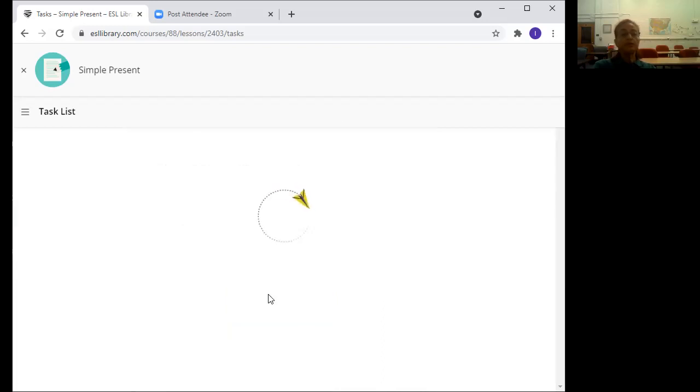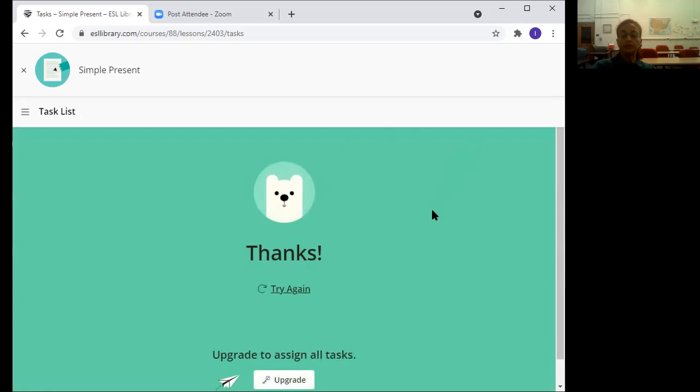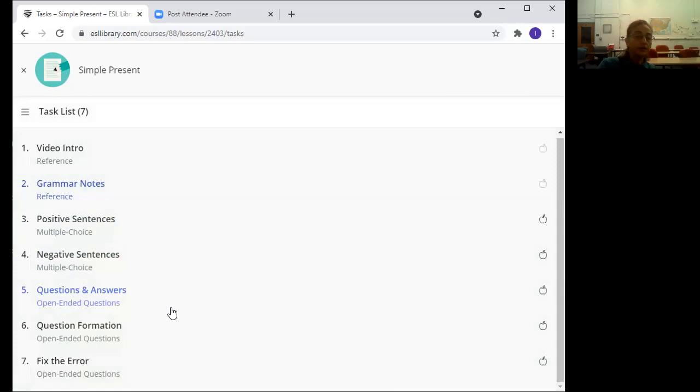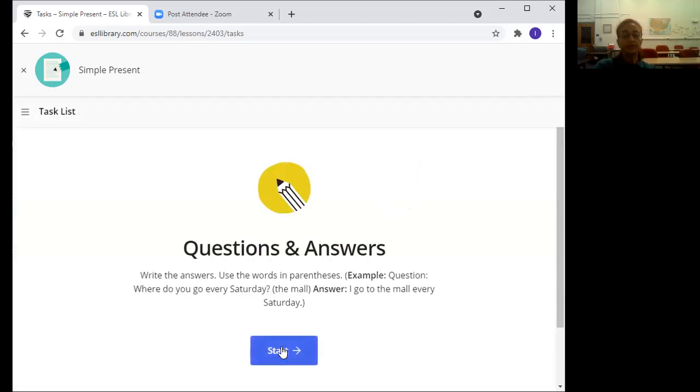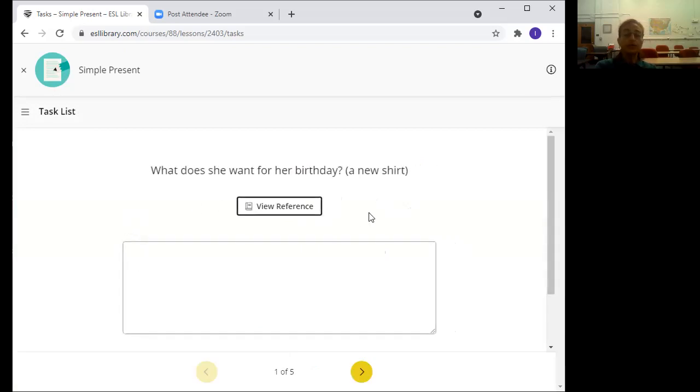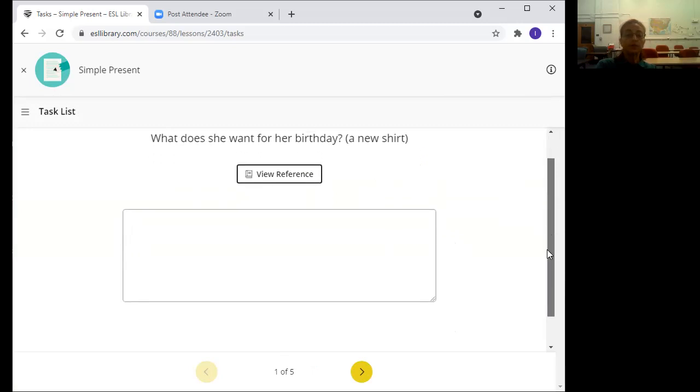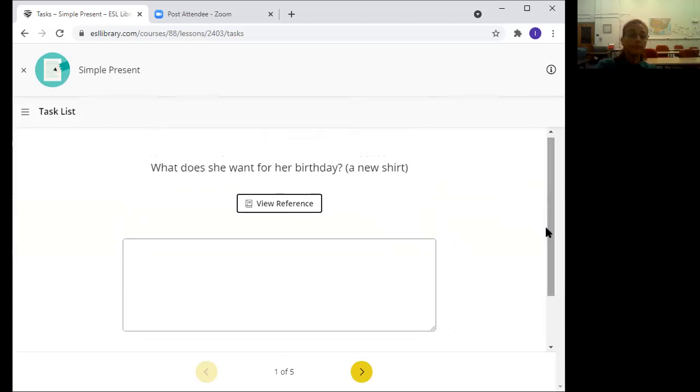All right. Now that we have reviewed usage, we're going to go back to the exercises, and we are going to talk about question formation. Let's start with questions. Here we have different types of questions, both yes or no questions, and information questions with question words.